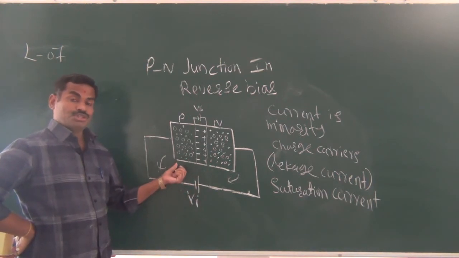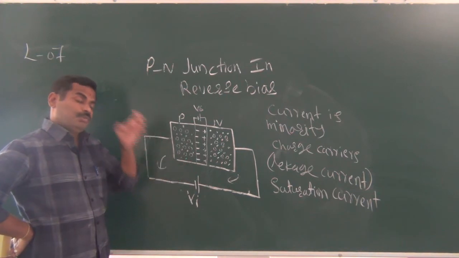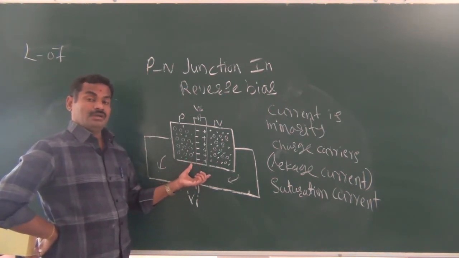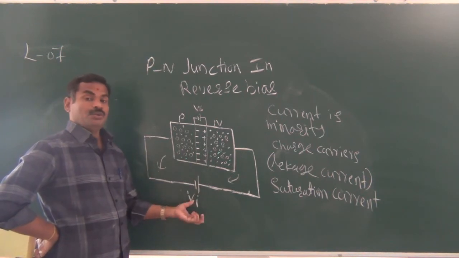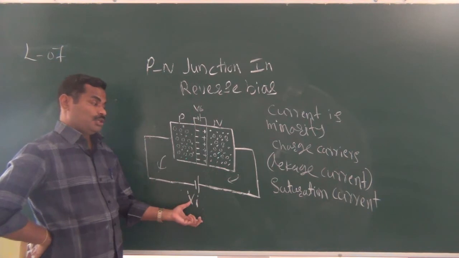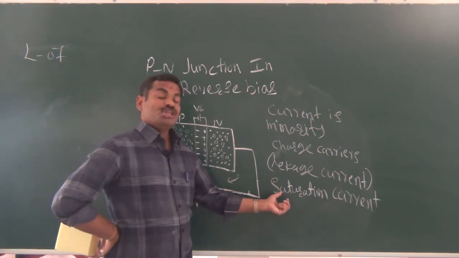In the reverse bias, the current is because of minority carriers. That minority carriers' current is because of temperature. The important thing is that in the reverse bias, your current is independent of the applied voltage. That current is called the saturation current.